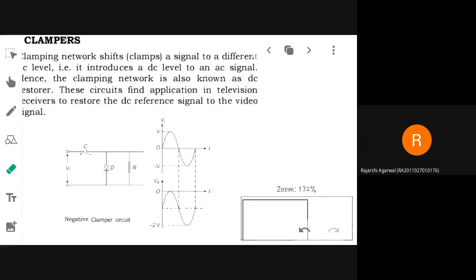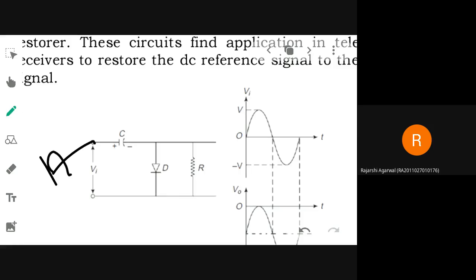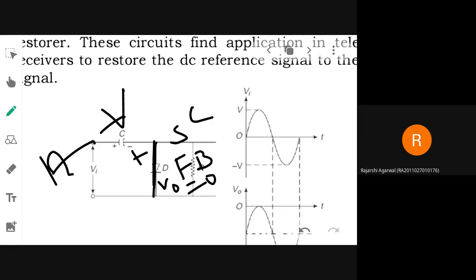So suppose the input is undergoing a positive transition, as we have discussed in the clipper case, this capacitor will be charged to V volt. At the same time the diode will be forward biased, so it will be closed, acting like a short circuit, but V naught will be equivalent to 0. In the second case, when it is undergoing a negative half cycle, the opposite action will happen here.